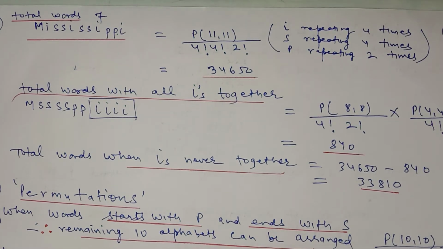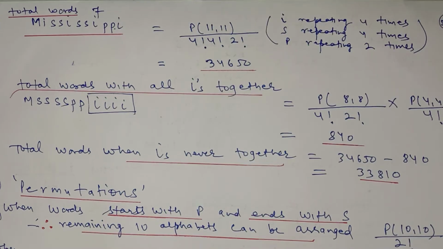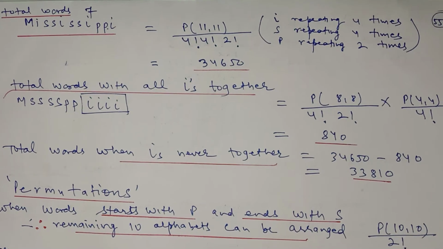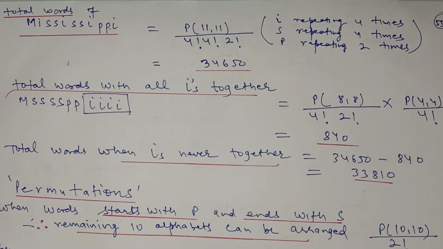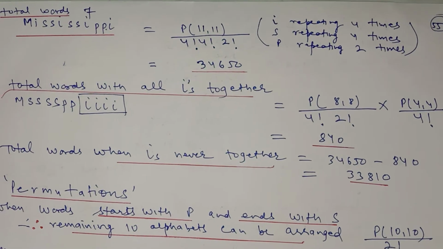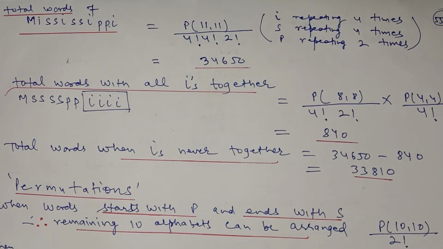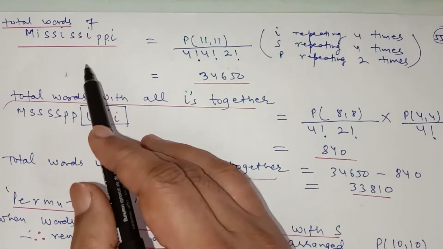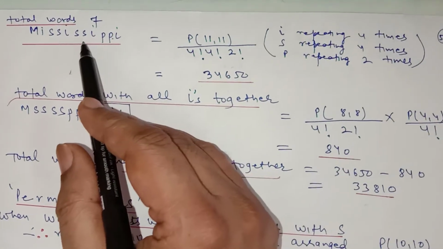Now rather, you have to find how many words there are in which all the I's are never together. So what we are doing here is, first of all I am finding out how many words we can make by using all the letters of the word MISSISSIPPI. Then I'll find how many words we can make in which all the I's will be together. Then I will subtract that from the total words, so I will get the number of words in which I's are not together.